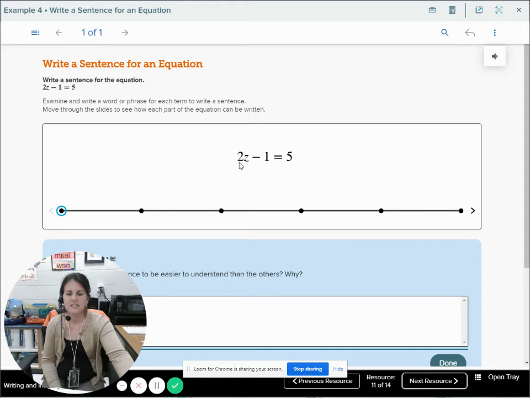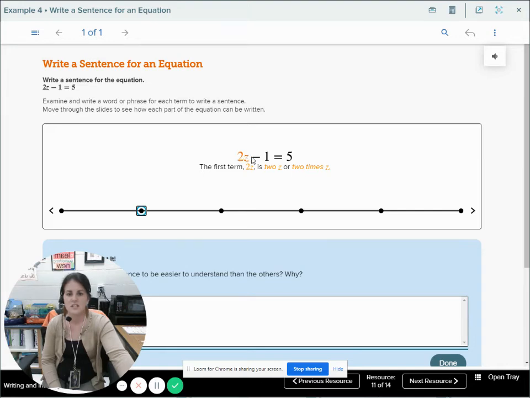Some people might look at this and say 2z minus 1 equals 5. Somebody else might say 2z subtract 1 is 5. Somebody else might say the product of 2 and z subtracted by 1 is equal to 5. There's a lot of different ways that we can look at this.